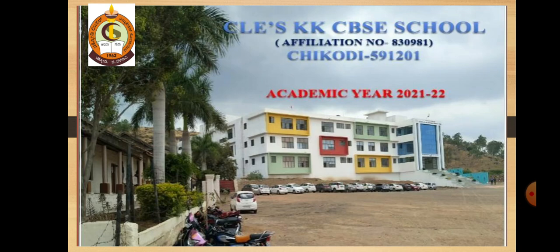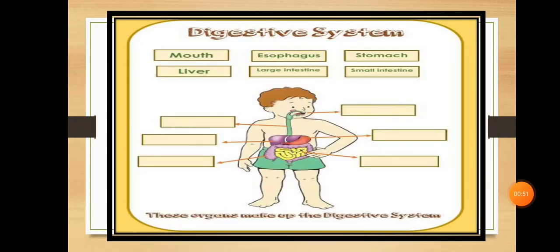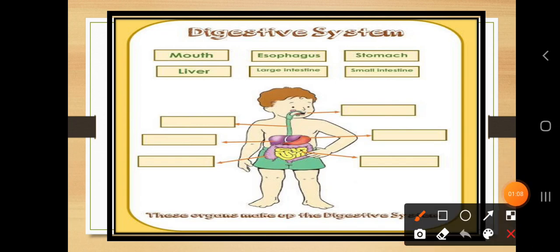Let's recall the main parts which help us to digest the food. Let's discuss one by one. Here is a boy, and he has the same digestive system that we have. Dear students, you have to tick here the parts that are present in the digestive system.